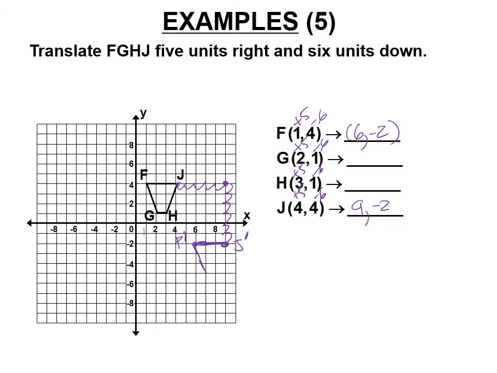Okay, and so we can draw the rest of this. There's the trapezoid. There's G prime and H prime. G was at (2, 1), and now it's here at (7, -5). That makes sense. And H prime was at (3, 1), and now is at (8, -5). Right, we added 5, we subtracted 6 for the movement. Oops, I need parentheses on the last one for the ordered pair.